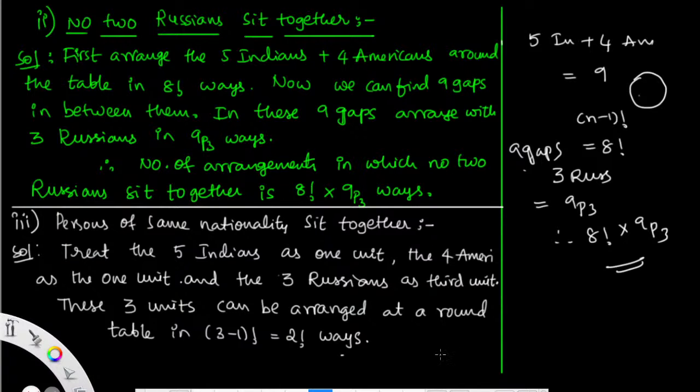And the next, third question, is given that persons of the same nationality sit together. Same nationality means you should take all 5 Indians as one unit, 4 Americans as one unit, and the 3 Russians as one unit. So totally how many units are there? Totally 3 units.